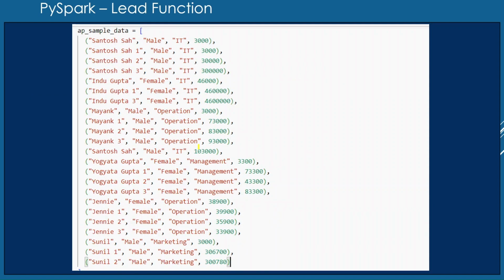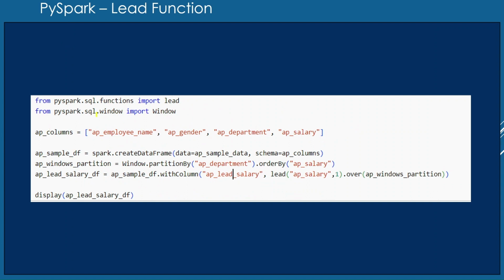So what I am going to do in this exercise is create some simple data, and I am going to write this PySpark code. These two lines of code import all the required functions in the current notebook. Here, the required functions which we are going to use are the lead function and the Window function. This is the AP columns variable, and here I am defining 4 columns.